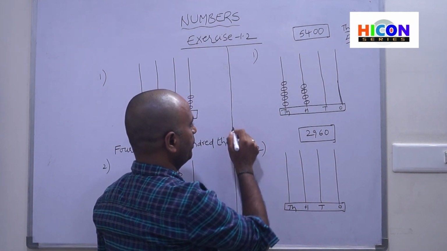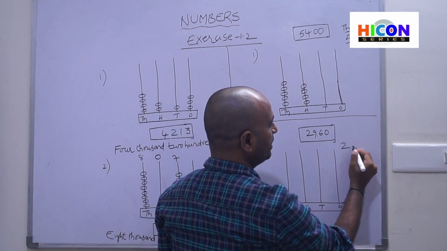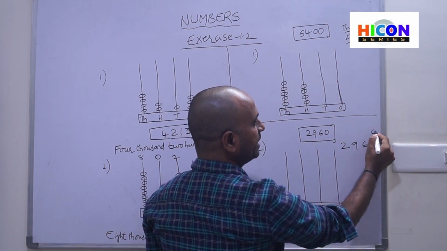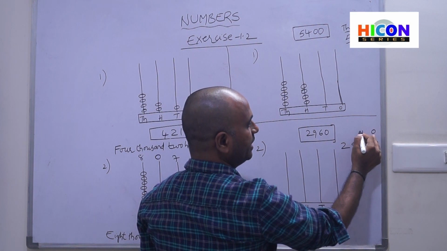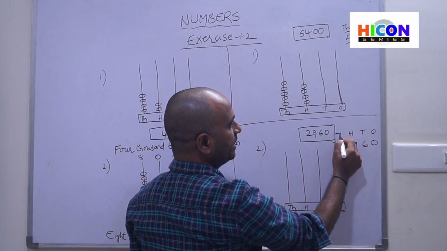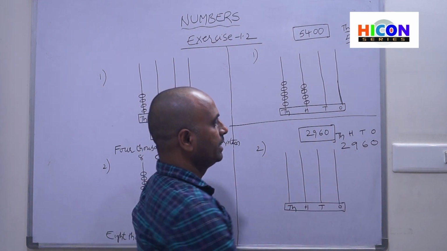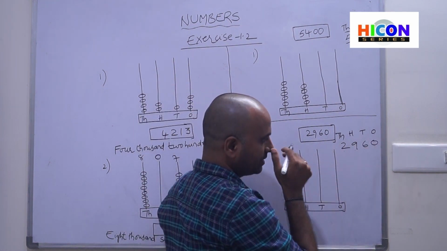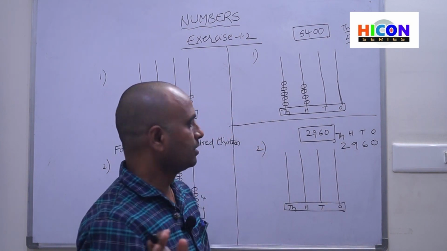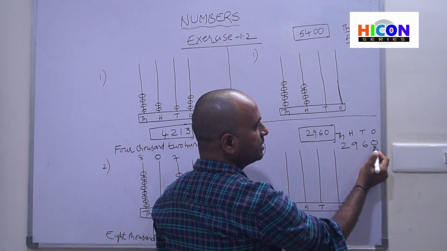Now let us see another problem. Here the given number is 2960. Write the places for each digit. 0 is present in the ones place, 6 is present in the tens place, 9 is present in the hundreds place, and 2 is present in the thousands place. Now draw the beads according to the given number. 0 is present in the ones place, so the ones place stick does not contain any beads. We should not draw any beads there, because the digit is 0.